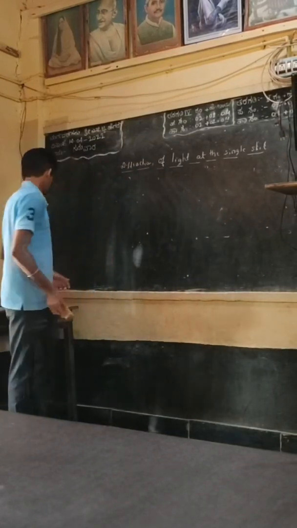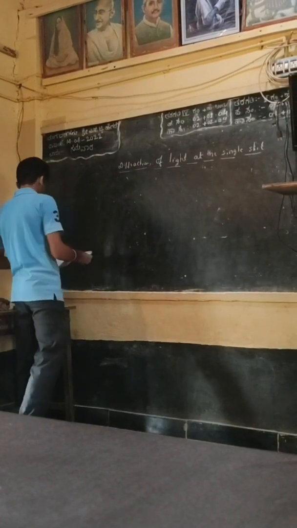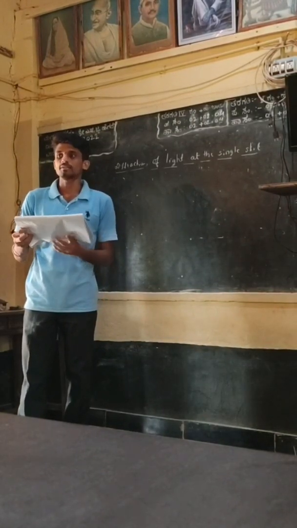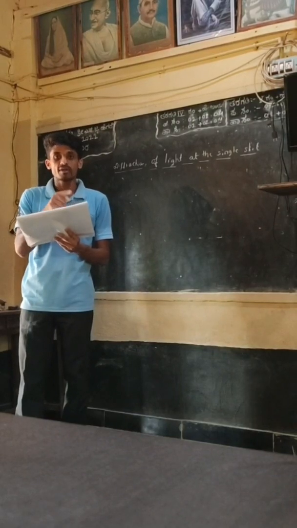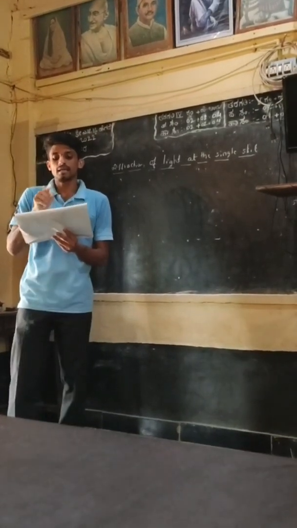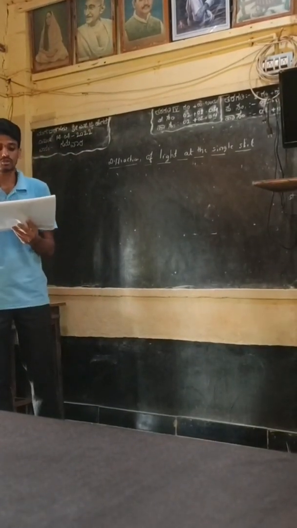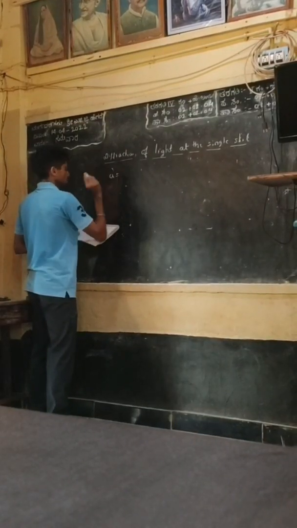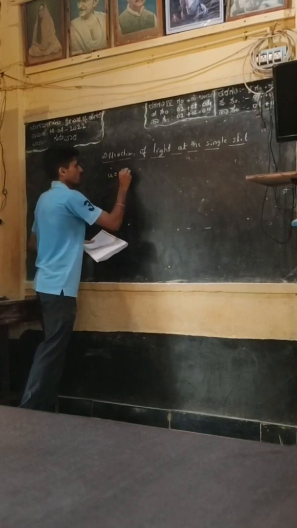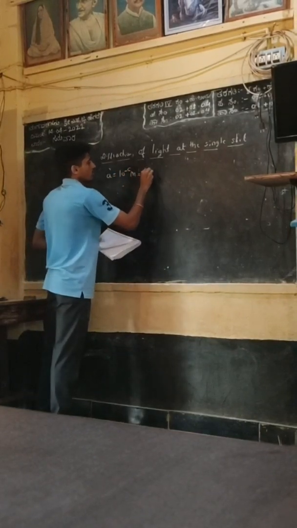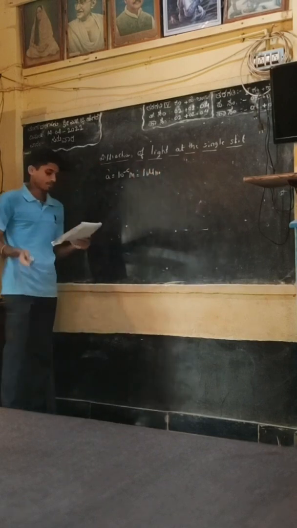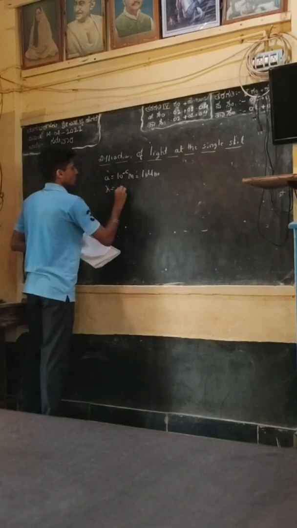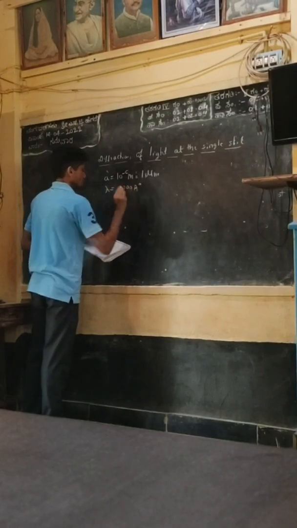Let me solve another problem. Calculate the angular position of the first minimum in Fraunhofer diffraction at a slit width of 10 raised to minus 6 meter if it is illuminated by light of wavelength 4000 angstrom. So let me note down the given data. The slit width is 10 raised to minus 6 meter, which is also called 1 micrometer, and the wavelength of light lambda is equal to 4000 angstrom.